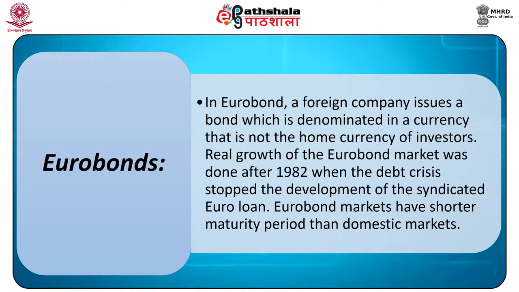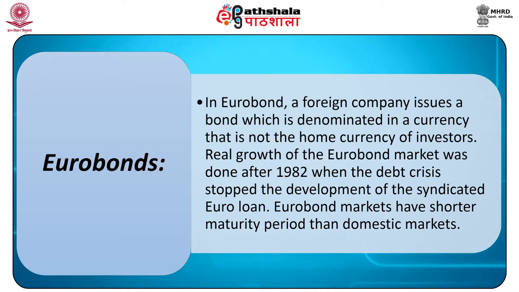In a Eurobond, a foreign company issues a bond which is denominated in a currency that is not the home currency of investors. For instance, a US company issues a bond and raises capital in Japan, which is denominated in the US dollar. The historical establishment of the Eurobond market is attributed to the unfavorable tax regime in the USA during the 1960s. This itself pressurized companies to issue US dollar denominated bonds outside the USA. The first Eurobond borrowing dates back to 1963.